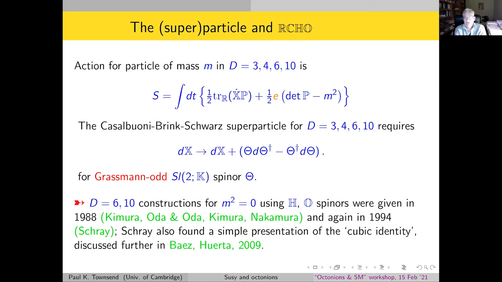Now, the whole point here in some sense is the connection with supersymmetry. So if you wanted to get supersymmetry into it, the standard way of doing this, as pointed out by Casalbuoni, Brink, and Schwarz, is you simply replace dx by a Lorentz invariant form, dx minus theta d theta, et cetera, and that is left invariant under supersymmetry transformations. In fact, super translations, not under a Lorentz transformation, of course, but it transforms in the same way as a vector. And you have to do that, of course, for a Grassmann-odd SL2K spinor.